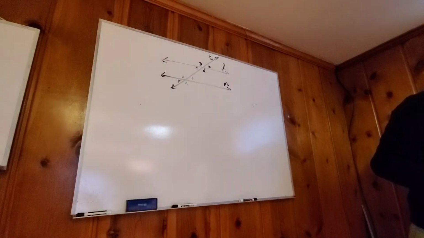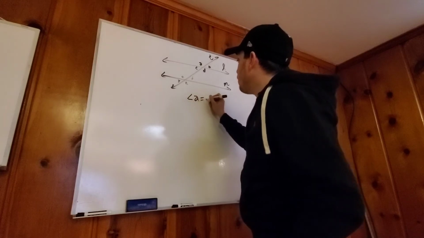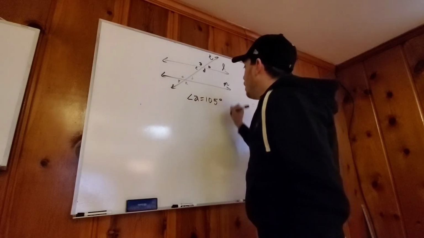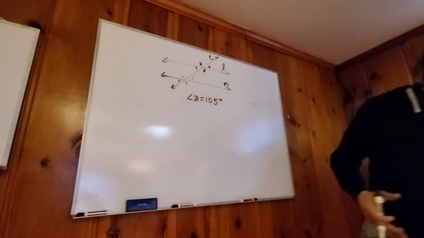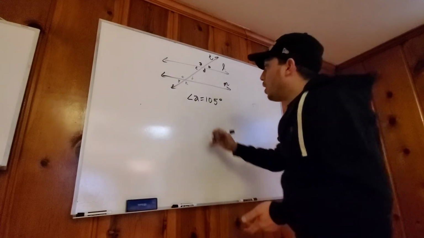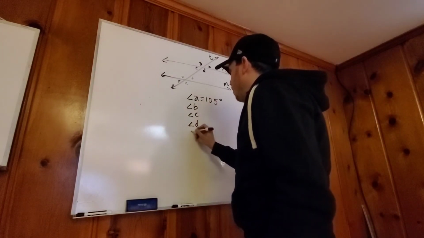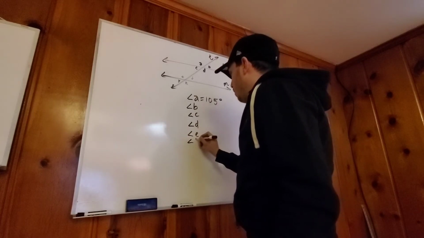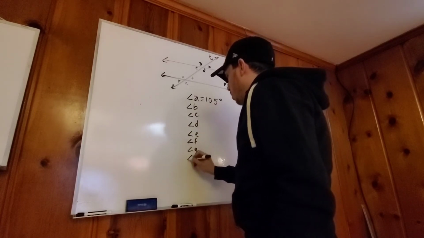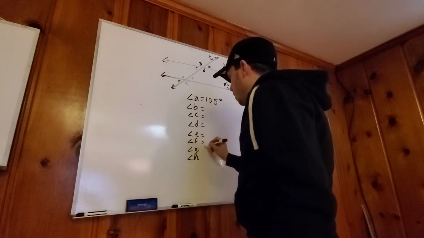So what are we going to do? Well, in example 1, it says that transversal T intersects the parallel lines L and M so that the measurement of angle A is 105 degrees. And now they tell us, well, find the other ones, right? Find the measures of B through H. Exactly. So I have to find angle B, angle C, angle D, angle E, angle F, angle G, and angle H. Wow, that looks like a lot of angles that I have to look at.